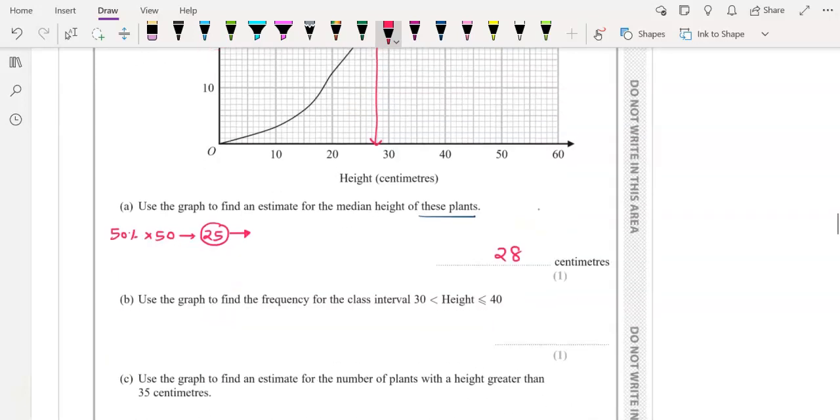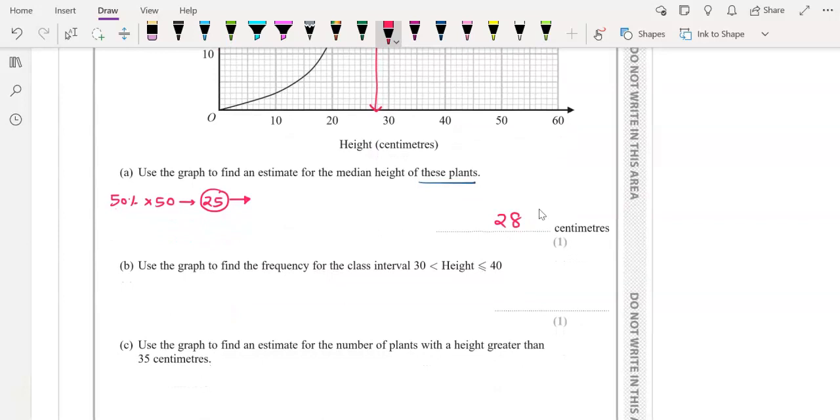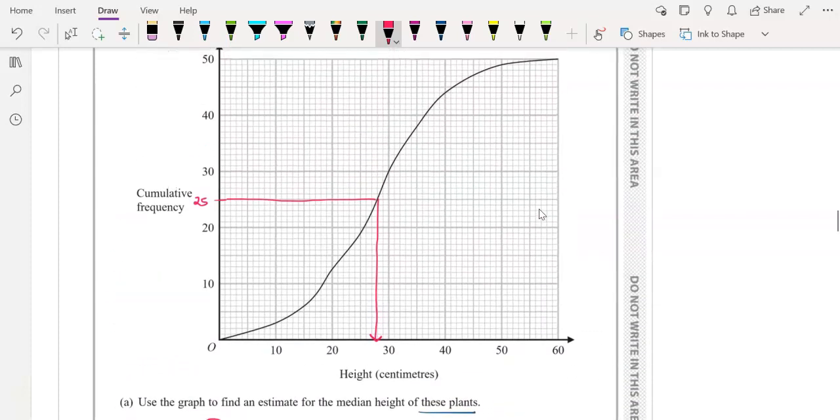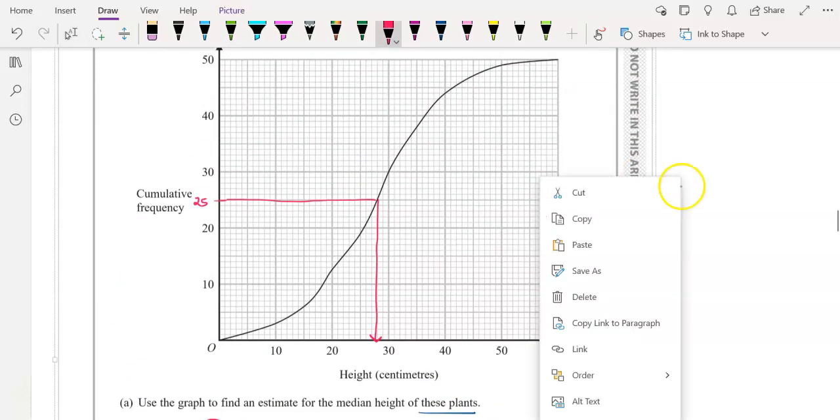Part B. Use the graph to find the frequency for the class interval between 30 to 40. We need to find the frequency between this class interval. So from the graph, we can find the cumulative frequency till 40. We can find the cumulative frequency till 30. And when we subtract both, we will get the values that come between 30 and 40. So for 40, let's find out the cumulative frequency.